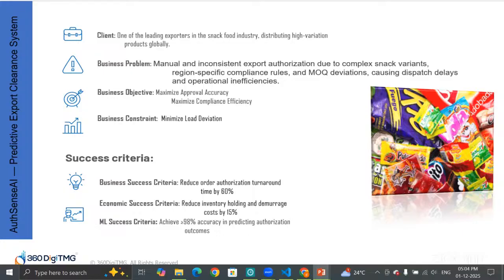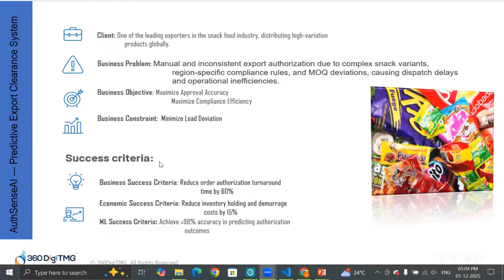Let us see what business constraint we have. That is to minimize the load deviation. This means the system must avoid approving orders that exceed weight limits or violate packaging constraints. What are the different success criteria that we have? Let us see that.